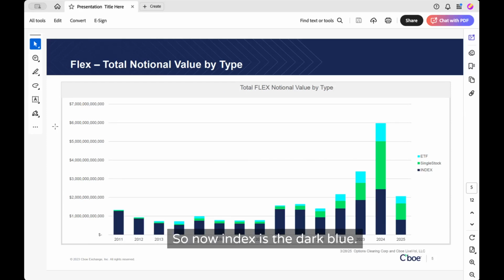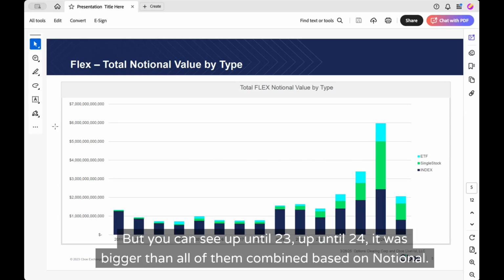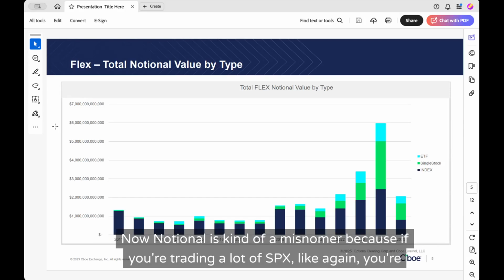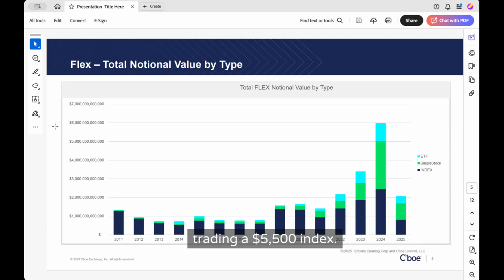So now index is the dark blue. But you can see up until 23, up until 24, it was bigger than all of them combined based on notional. And now, because the ETFs and the single stock names are really jumping. Now, notional is kind of a misnomer, because if you're trading a lot of SPX, you're trading a $5,500 index, where the average stock might be $160. I don't know, I'm taking a guess. So it's just kind of math. But I find it intriguing.